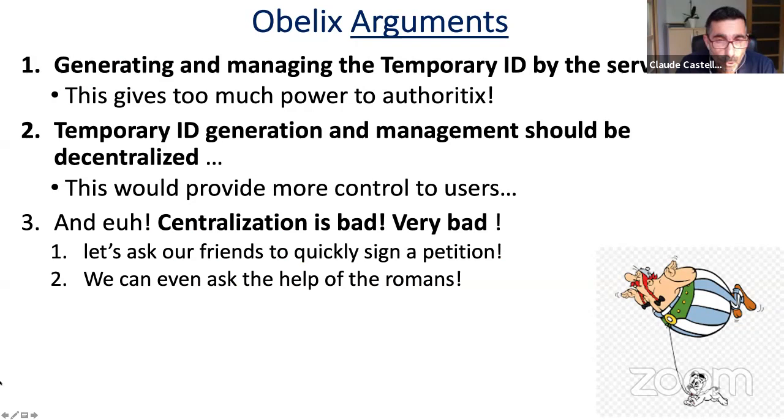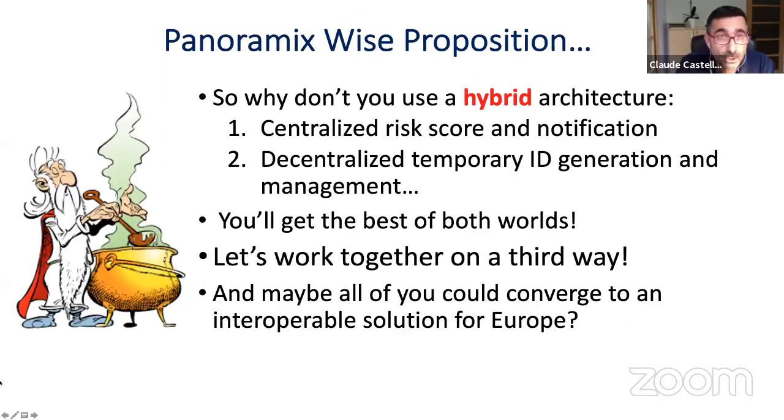He's right. The third one is a bit more confused, is that centralization is bad, very bad. I heard it from activists. And so let's go quickly and ask our friends to sign a petition. We can even ask the help of the Romans. He did. Obelix is quite popular and he has a lot of friends out there. So that's why this petition was sent a few weeks ago.